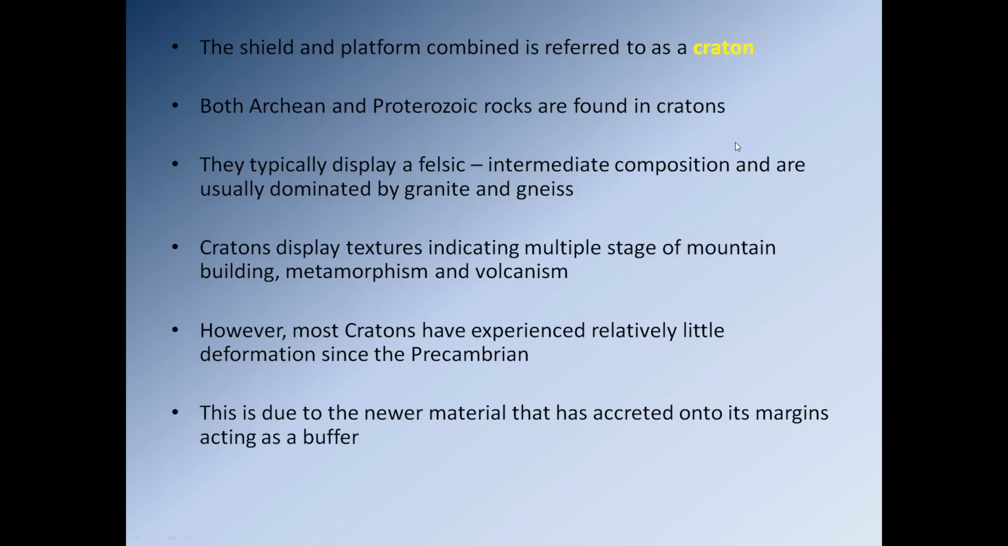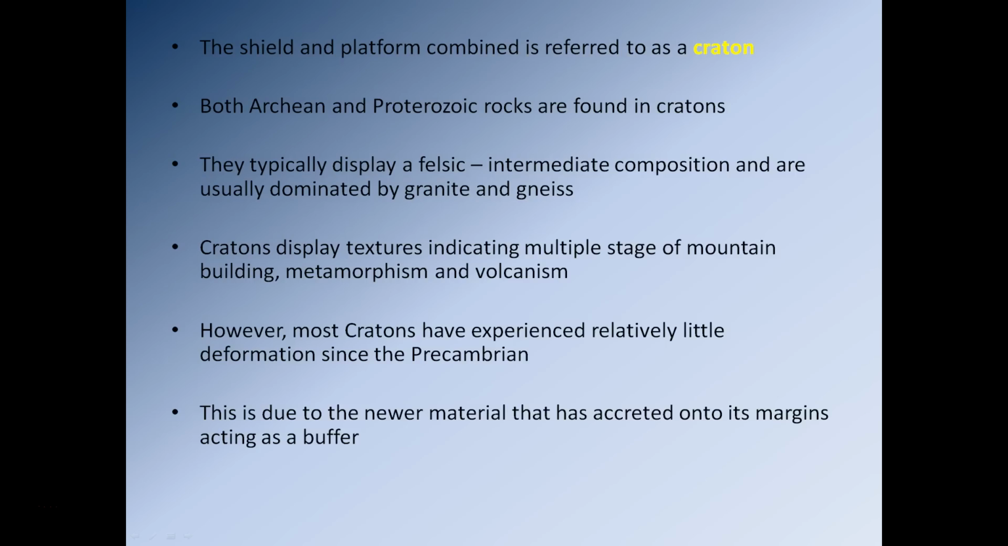So both Archean and Proterozoic rocks are found in Cratons, and they typically display a felsic to intermediate composition and are dominated by granites and gneisses. So the vast majority of this very early continental crust is granite and gneiss. So Cratons display textures indicating multiple stages of mountain building, metamorphism, and volcanism.